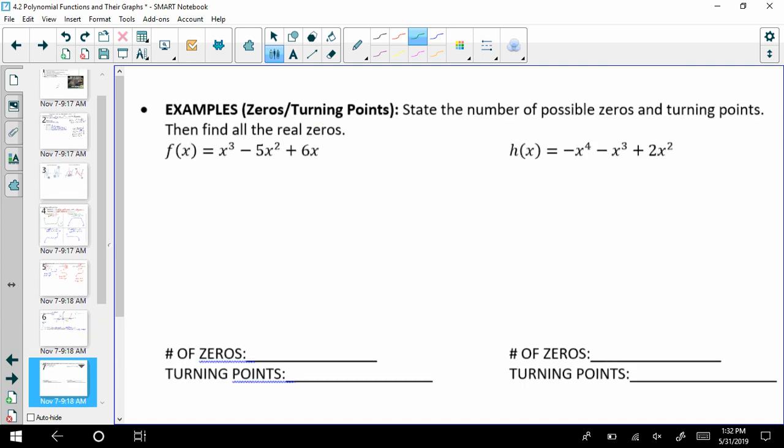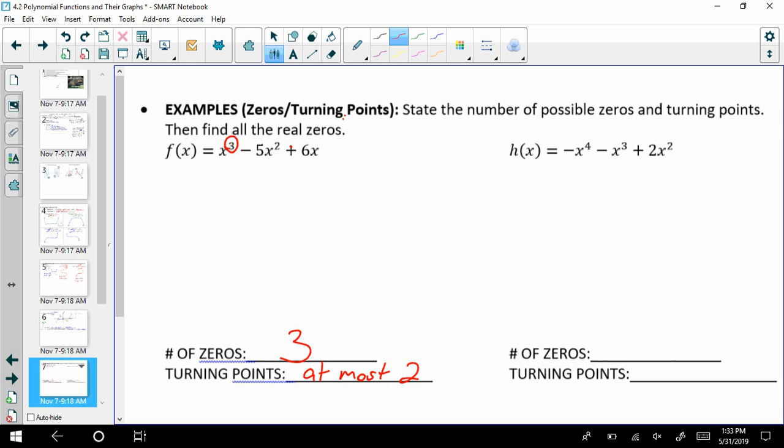So let's try some examples here. State the number of possible zeros and turning points, and then actually find them. So first, let's make sure it's written in standard form. Is it written in decreasing order of the exponents? And it is. So it looks like the largest exponent is a 3. That means I can expect 3 zeros, 3 answers. So then the number of turning points is always one less. I'm going to word it as at most 2, and what I mean by that is it might actually turn around less than 2, but it physically will not turn around more than 2.